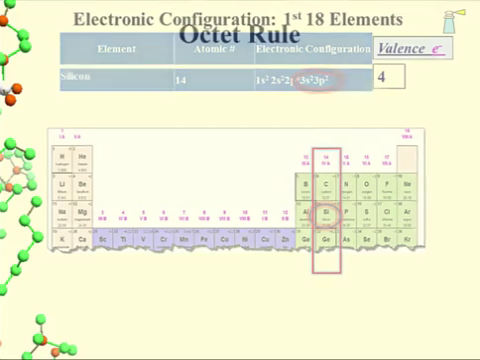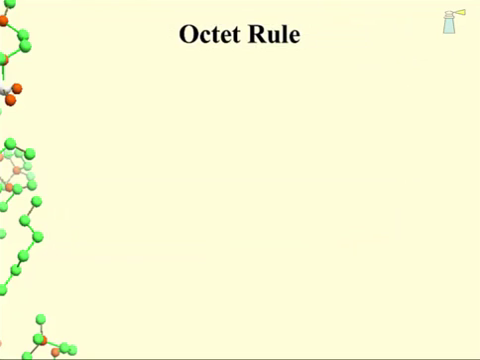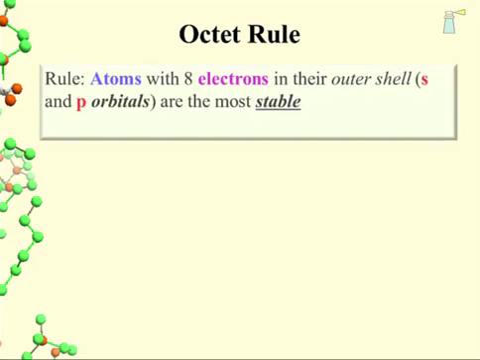The reason we spent so much time and effort in determining the number of valence electrons is that we're going to need that number. The first place we will apply it is with the Octet Rule. And that rule says that atoms with 8 electrons in their outer shell, and we're only talking s and p orbitals, are the most stable.